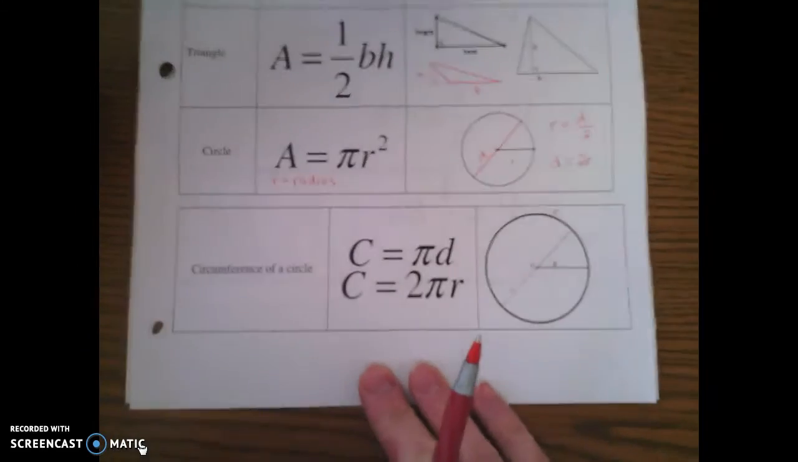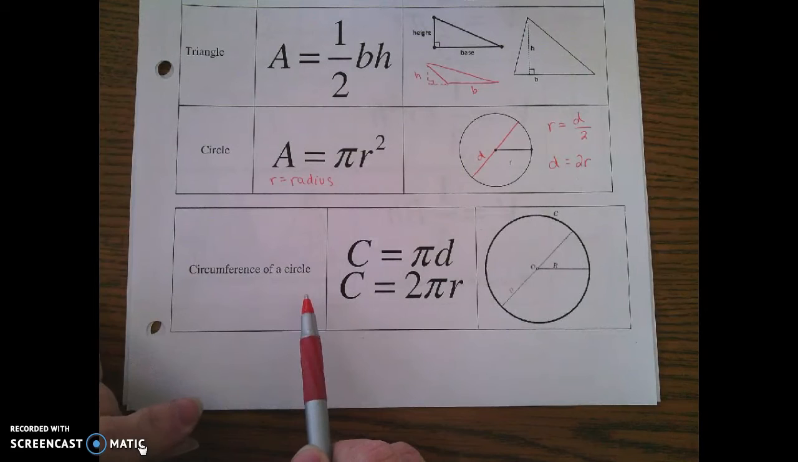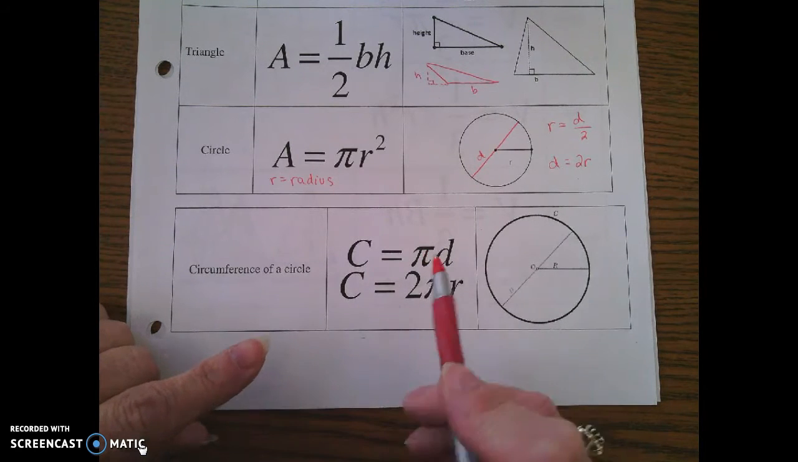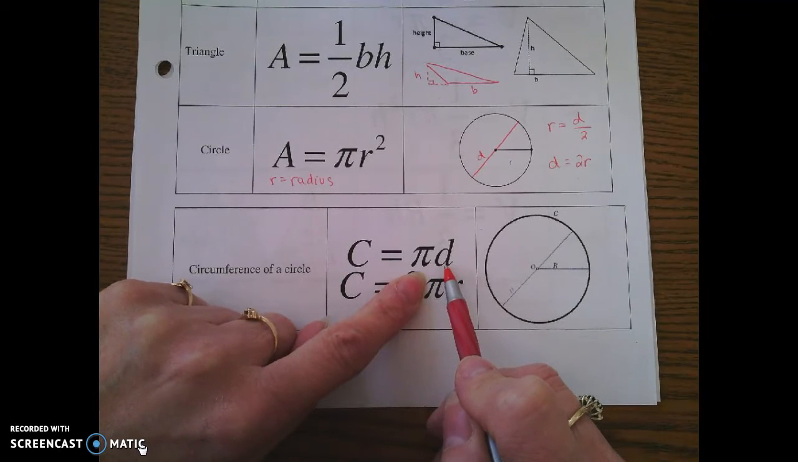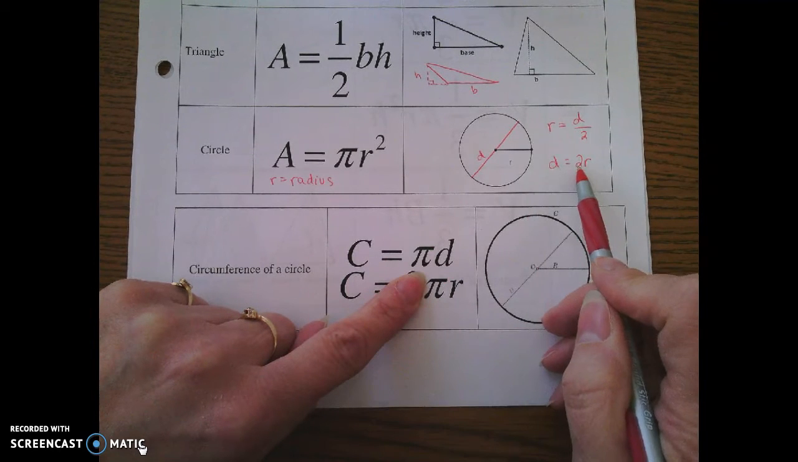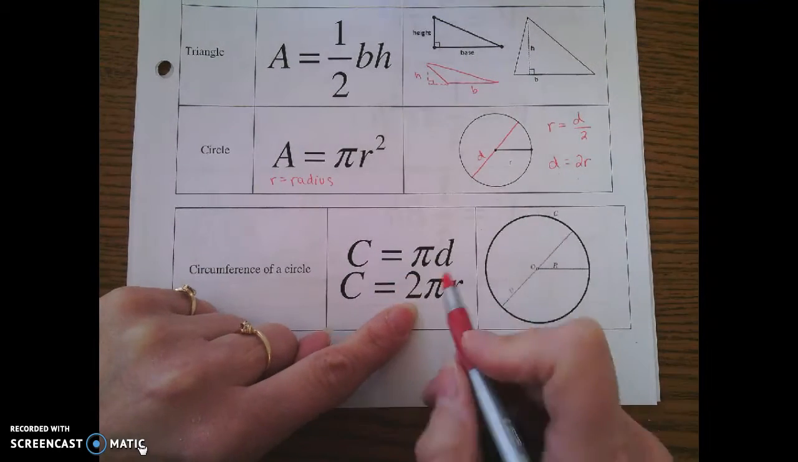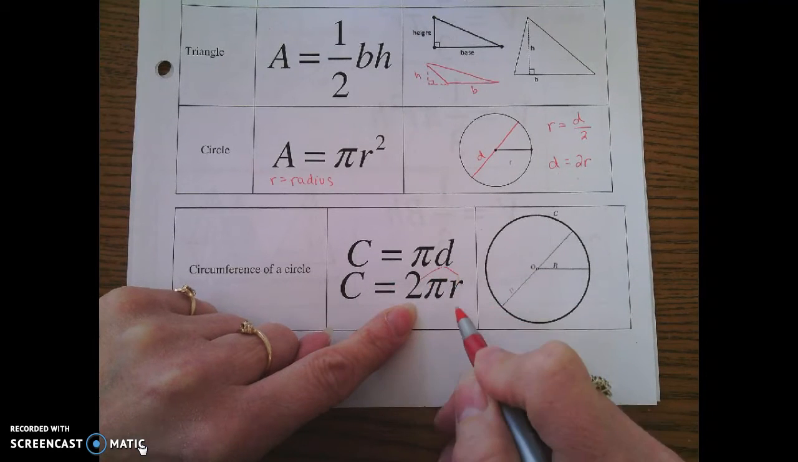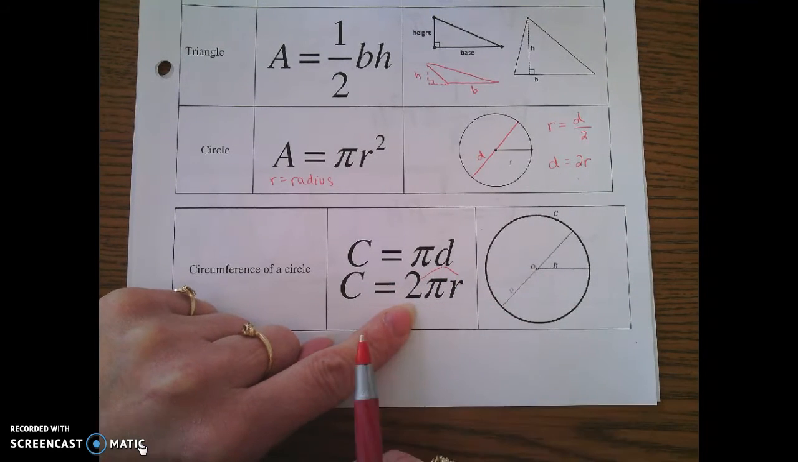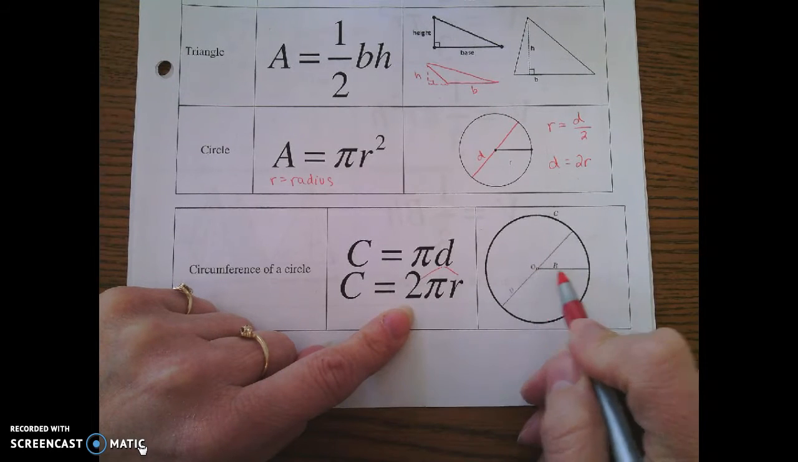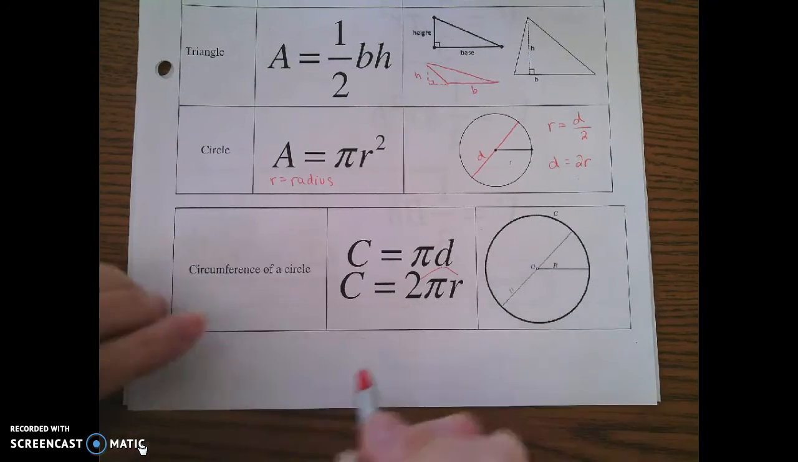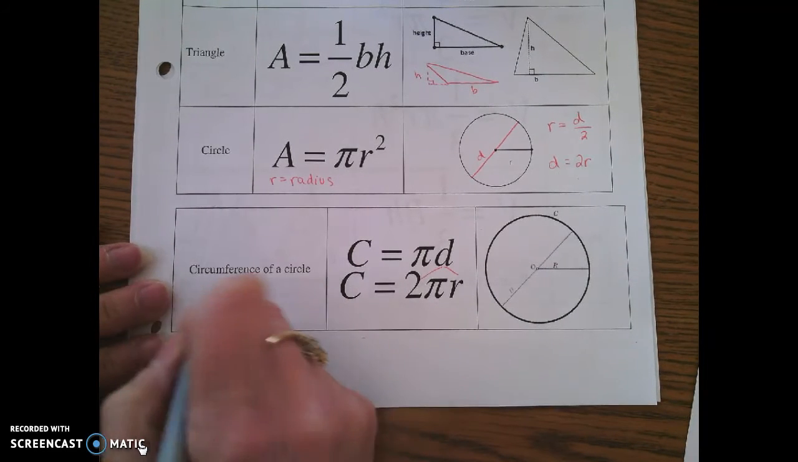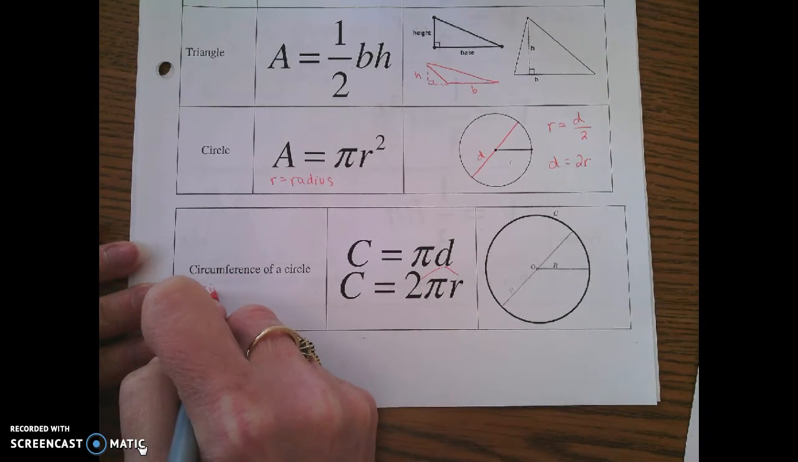Now another formula on your reference sheet is circumference of a circle. And there are 2 of them. C stands for circumference. It's pi times d. But now remember, 2 radii is the same as a diameter. So here's your 2 radii. So these 2 formulas are the same. One is given to you in terms of the radius, and one is given to you in terms of the diameter. But you need to realize circumference of a circle is kind of like the perimeter.